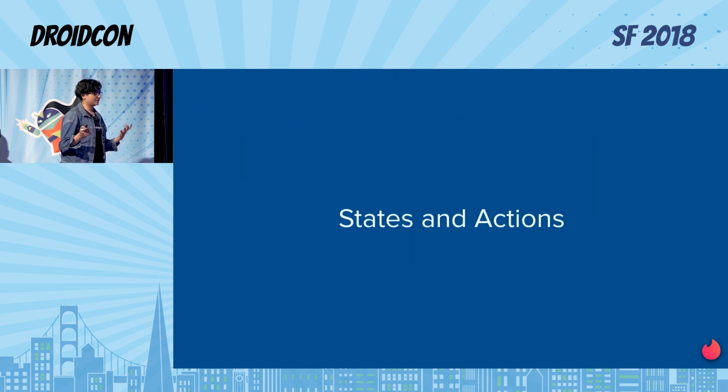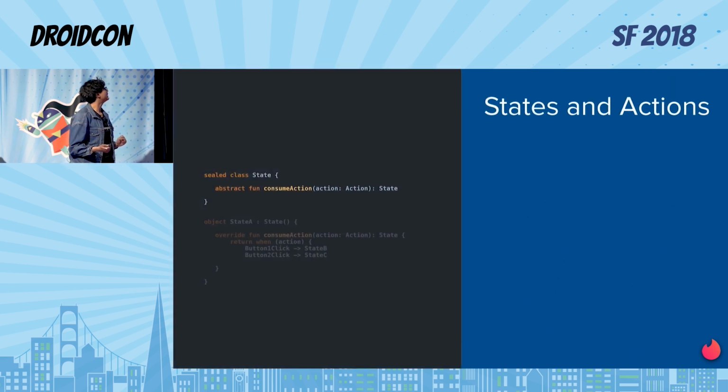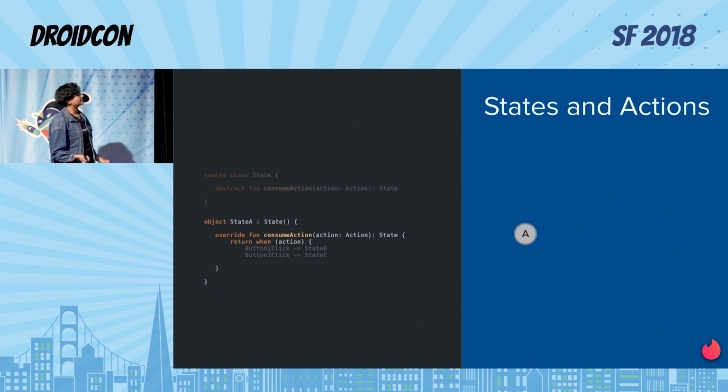All right, so let's see what states and actions really look like if you were to implement them in Kotlin. Keeping it super simple, we're going to model this as a sealed class, and we have said that a state is something that can consume an action to produce a new state. Let's start with an example of a state called state A. This state extends from state, and it needs to implement the consume action function. Here, we're going to be examining the action, and then deciding what state should come as a result of the current state having consumed it.